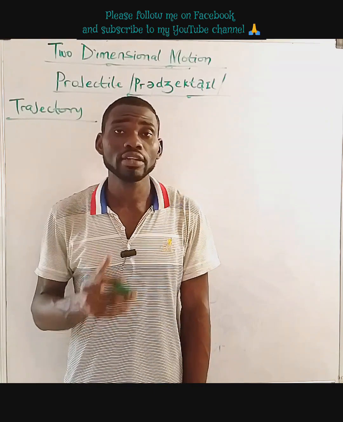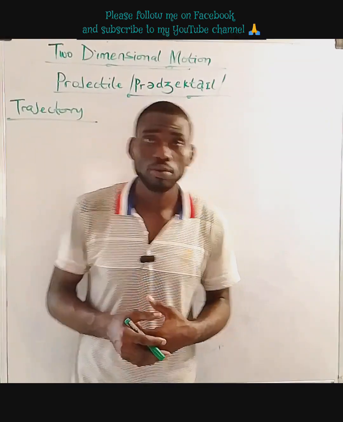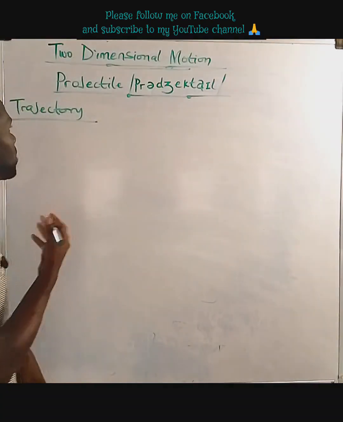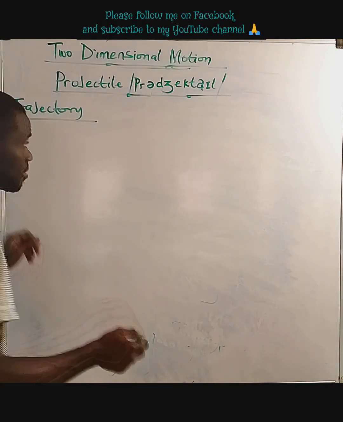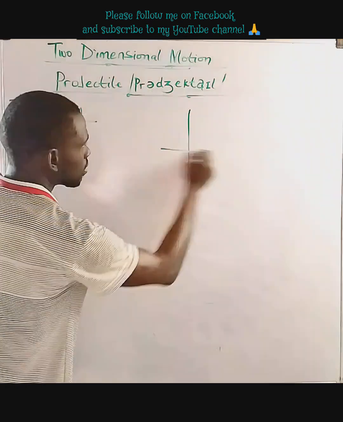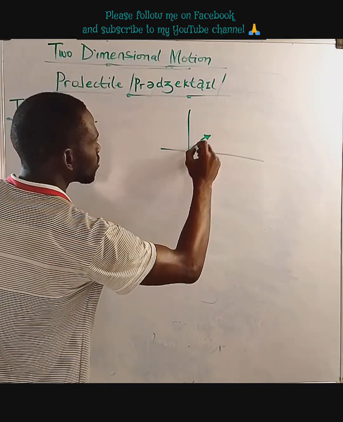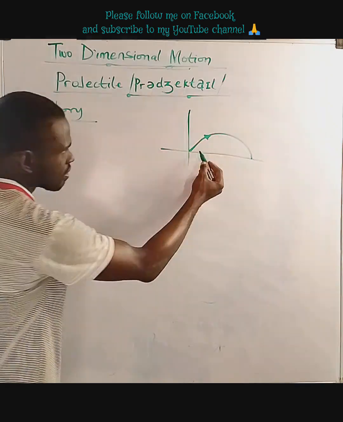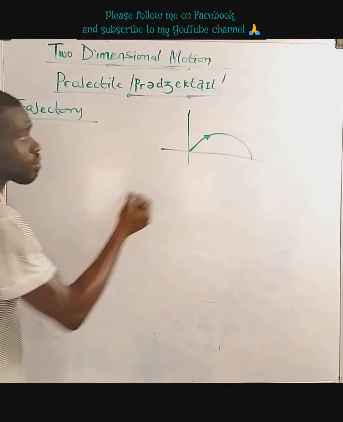Okay, guys, it's time to look at the last terminology on projectile. Right here, we're going to be discussing what we call the trajectory. Trajectory is simply the parabolic path taken by a given projectile. So we have something like this. This body is being projected like this. This parabolic path, the curved path taken by a given projectile, is what we call trajectory.